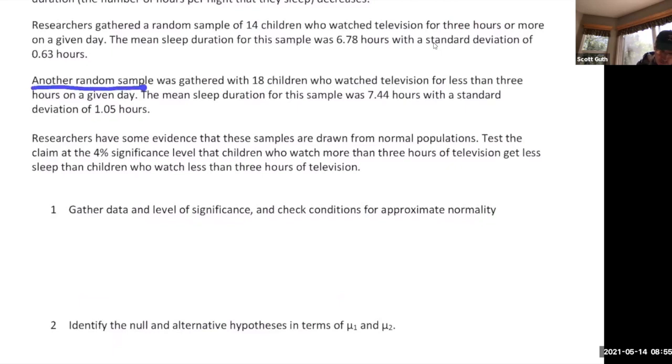Another random sample was gathered for 18 children who watched TV for less than 3 hours on a given day, and their mean sleep duration for the sample was 7.44 hours, which is not an hour more, but it's approaching an hour more, with a standard deviation of 1.05 hours. Researchers have some evidence that these samples are drawn from normal populations. Okay, that's good, because our sample sizes are small.